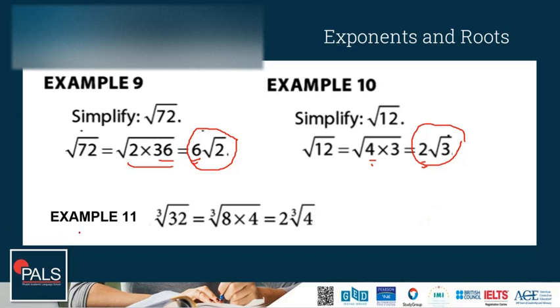It is also true with cubes. Look at example 11, the cube root of 32. 32 is not a perfect cube. So we need to look for factors, which one is a perfect cube. 8 is a perfect cube. Cube root of 8 is 2. Cube root of 4 still remains inside because 4 doesn't have an exact whole number root.